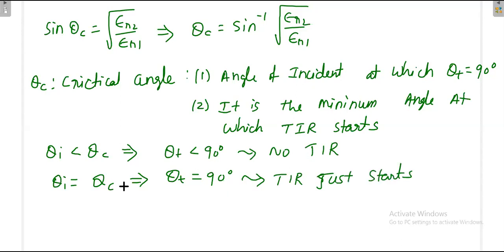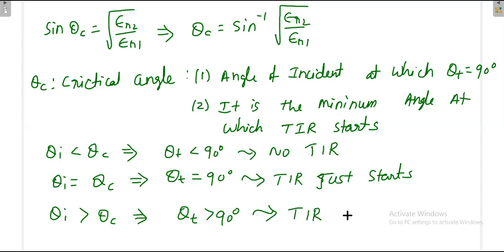Or if my theta i is greater than theta c, definitely my theta t will be greater than 90 degree, because if I increase theta i, theta t also will increase. If theta t is greater than 90 degree, then total internal reflection is present. That is the idea of how total internal reflection starts in case of fiber optics.